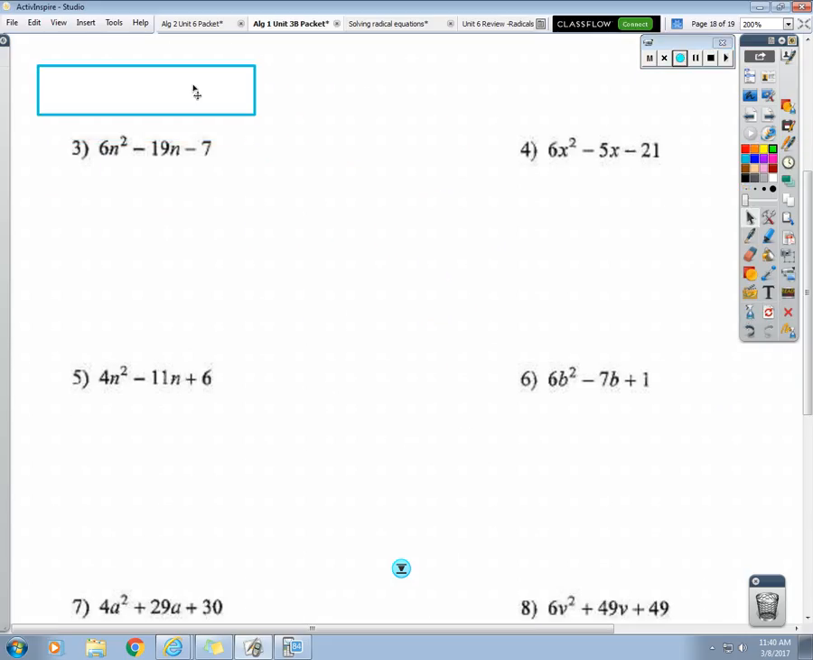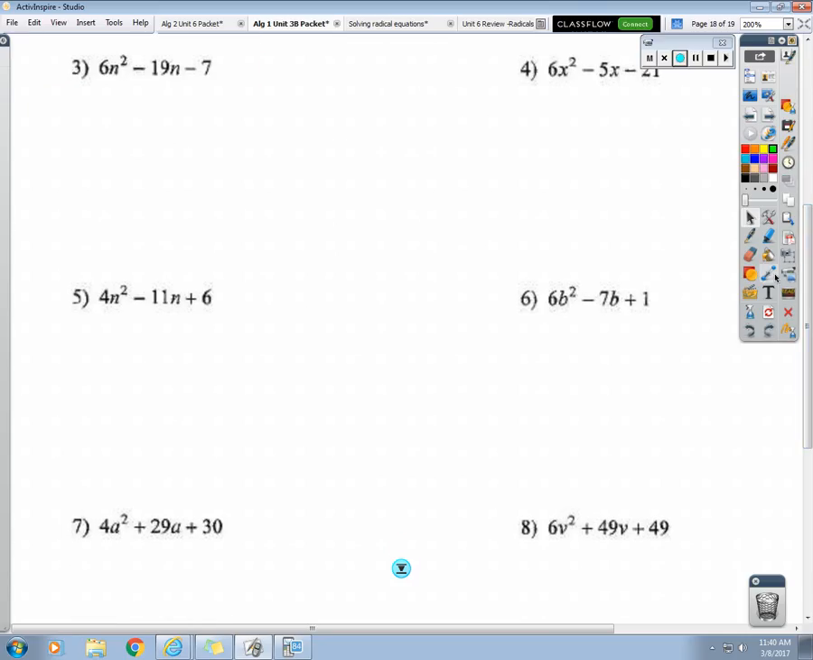Okay, number 3, what is the leading coefficient? 6. Is 6 also a GCF? No, because it will not divide out of 19 or 7 evenly. So we have to use our new method where we multiply to get a number and add to get a number. Now you're still adding to get that middle number with the n, which is negative 19. But this time, instead of multiplying to get a negative 7, you're multiplying to get a negative 42, because negative 7 times 6. So what are some numbers that will do that?